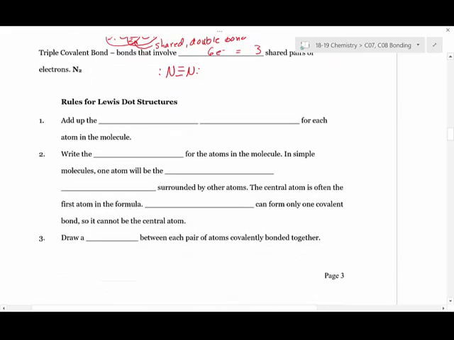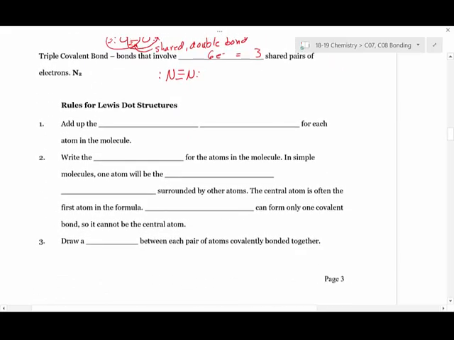So let's discover now what the rules are for determining how to draw a correct Lewis dot structure. Add up the total valence electrons for each atom in the molecule. Then you write the symbol for the atoms in the molecule. In simple molecules, one atom will be called the central atom, and it will be surrounded by the other atoms. The central atom is often the first atom in a formula.